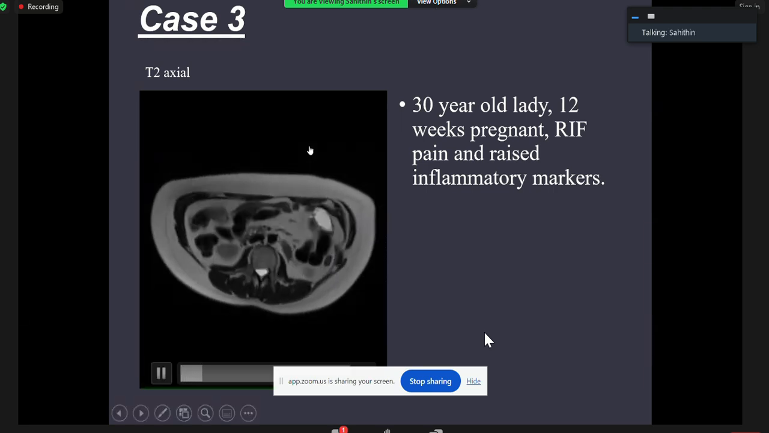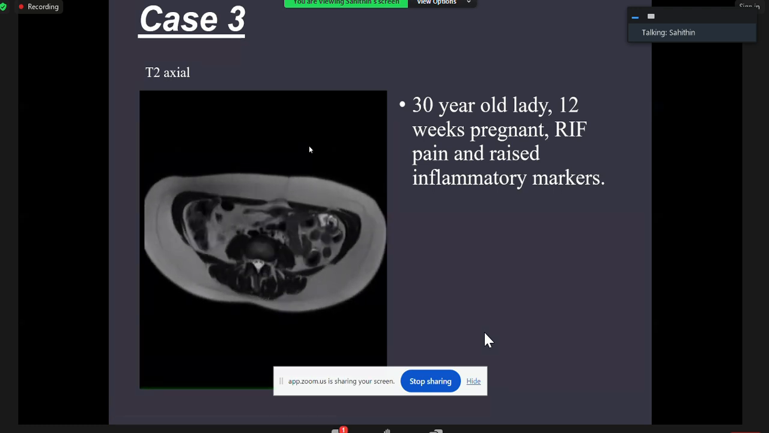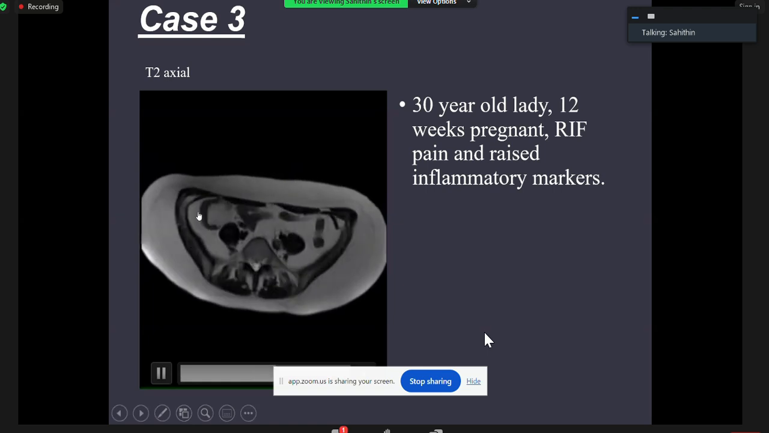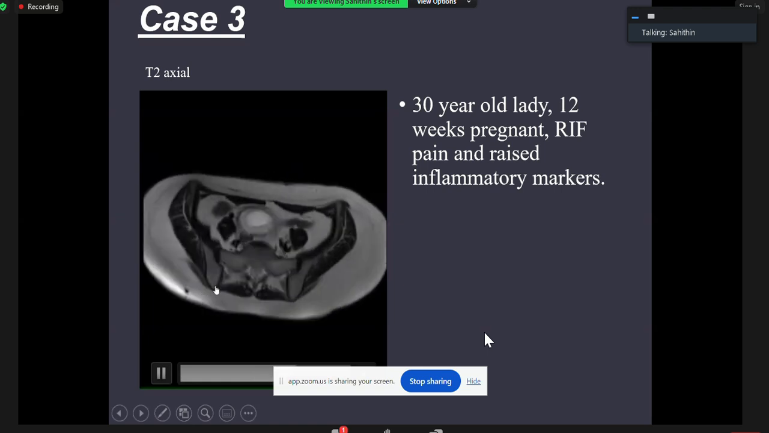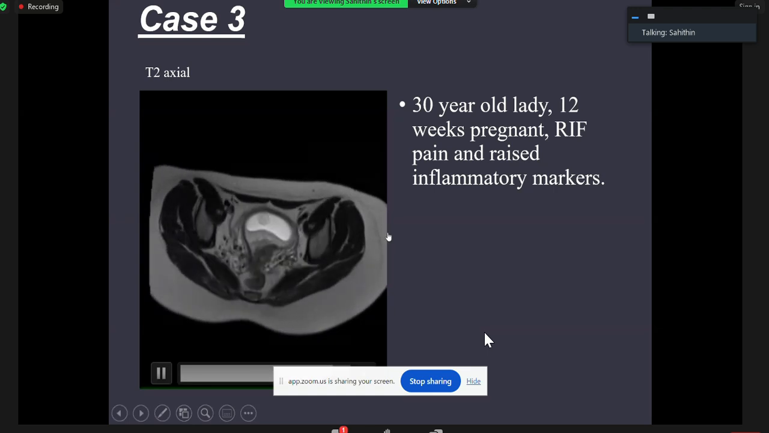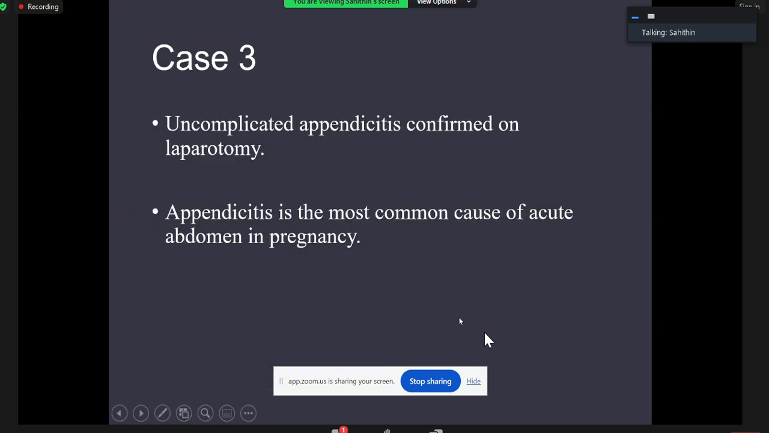So this is quite straightforward. I'm not going to replay the video because we can all spot the inflammatory changes in the right iliac fossa with a dilated, inflamed looking appendix and an appendicolith in this pregnant woman. So this was uncomplicated appendicitis, and she had a laparotomy, went home, and recovered.